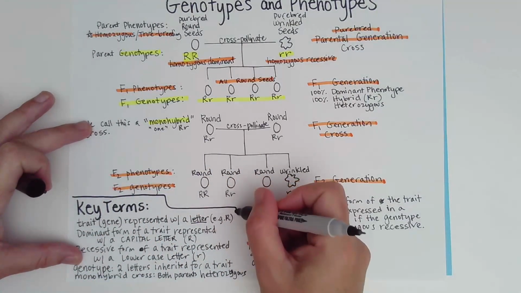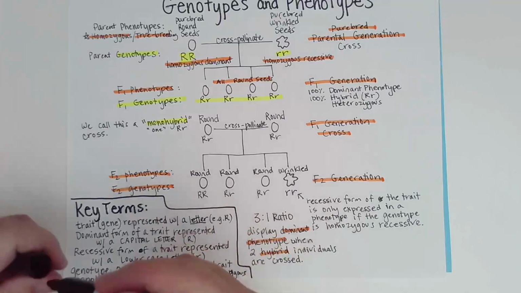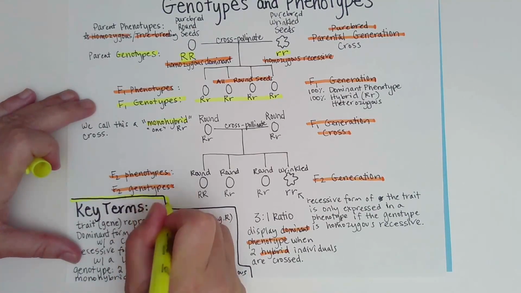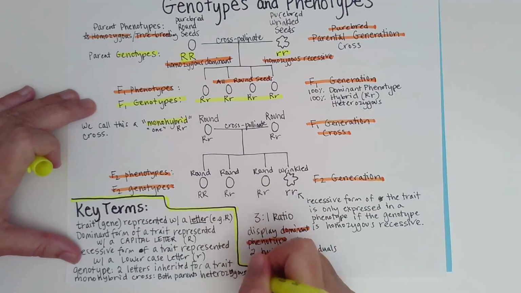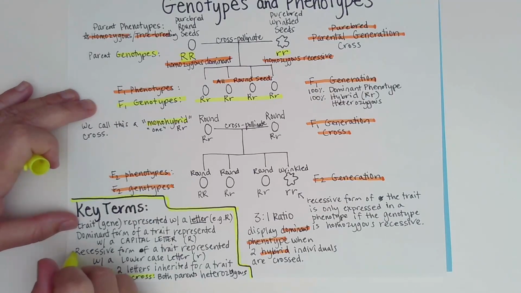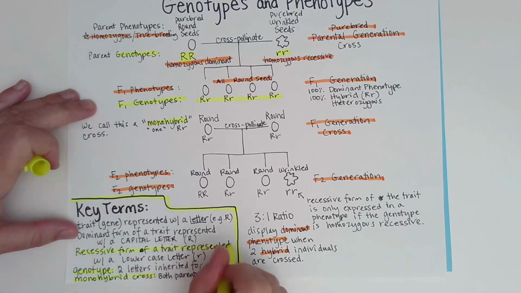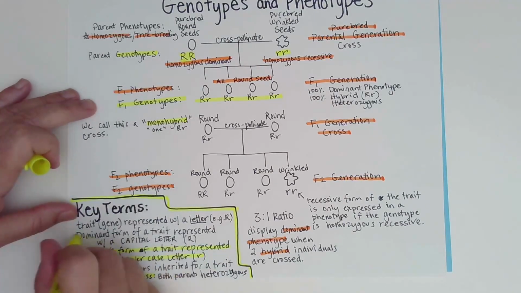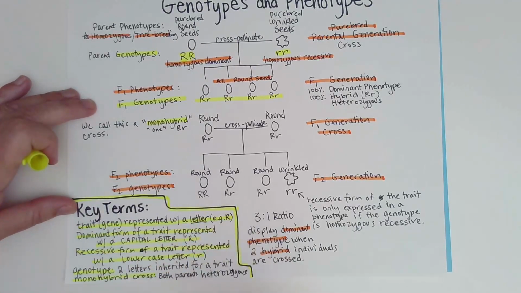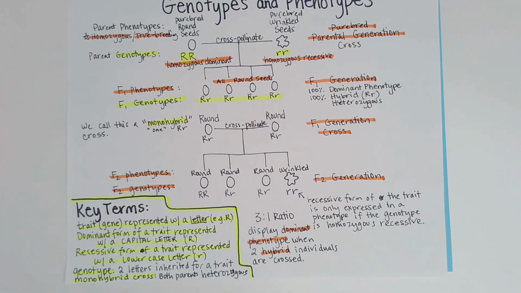Our key terms right here. Let's go ahead and highlight that. These are our new terms for this page. So you've got a monohybrid cross, genotype. The recessive form of a trait is represented with the lowercase. The dominant is represented with a capital. And the trait itself is represented with a particular letter.